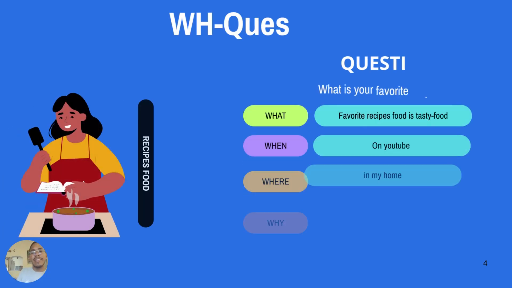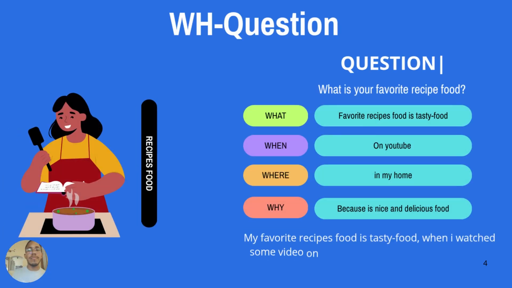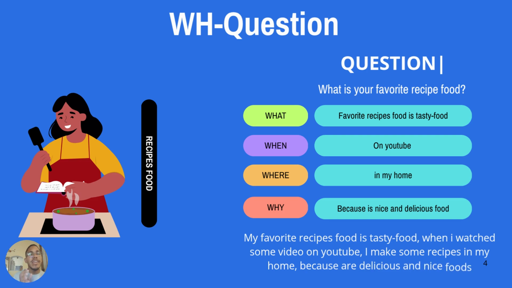Here, look at this sentence. Question number one is about a favorite recipe. What is your favorite recipe food? Take this information: what, when, where, why. You use all the combinations to create sentences. What? Favorite recipe food is tasty food. When? On YouTube. Where? In my home. Why? Because it's nice and delicious food.